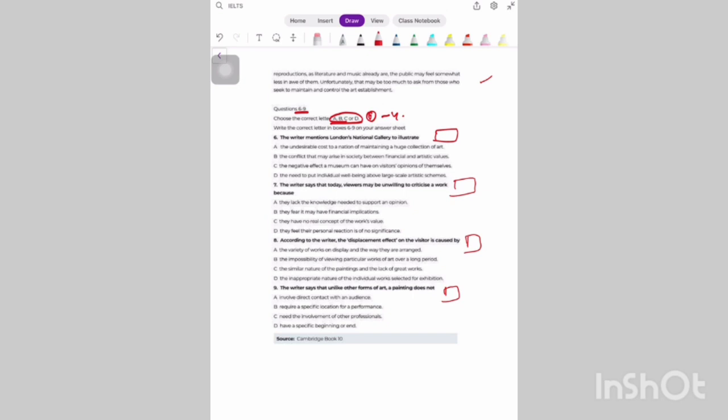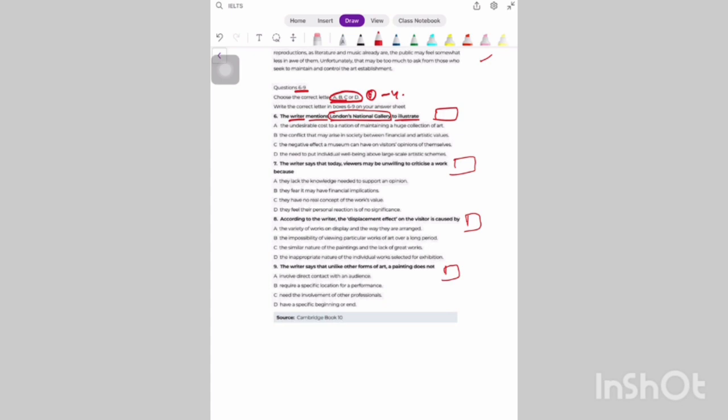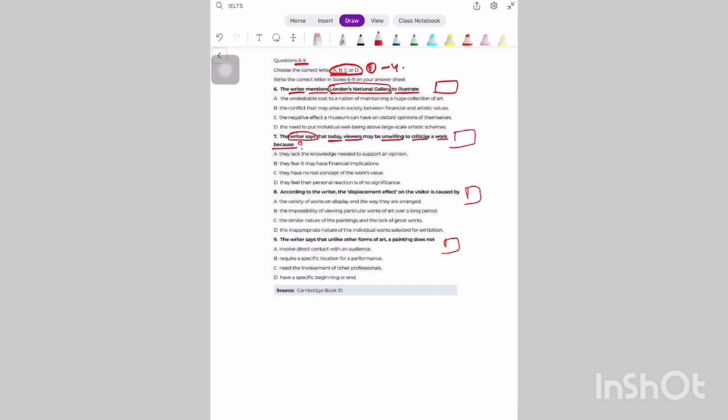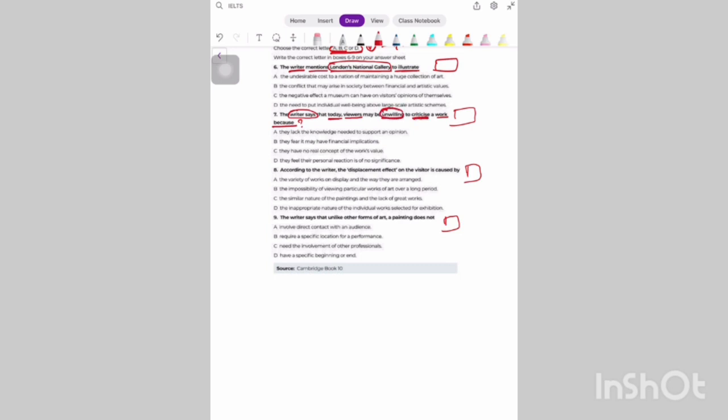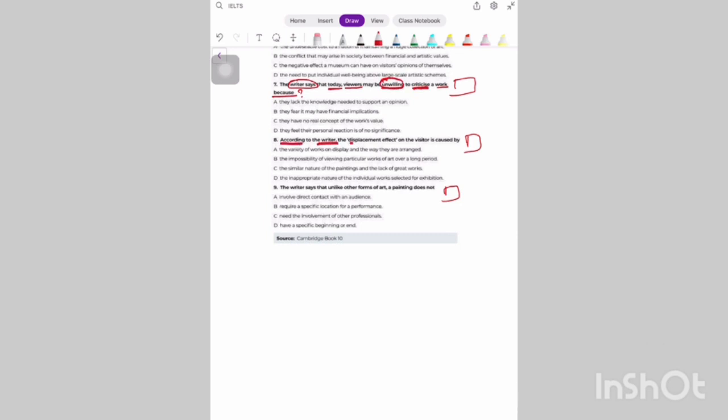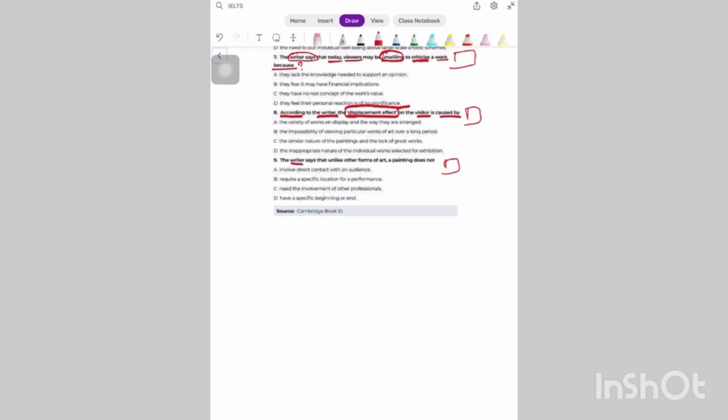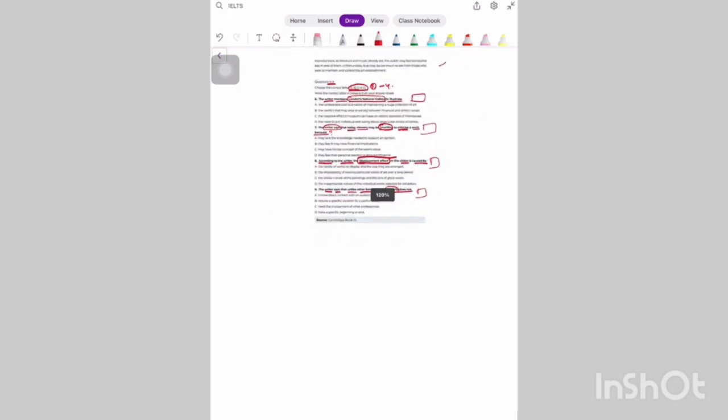The writer mentions London's National Gallery to illustrate what? So we have our keyword here, which is the proper noun. The writer says that today, viewers may be unwilling to criticize a work. So they're asking for a reason why they're unwilling to criticize a work. According to the writer, the displacement effect on the visitor is caused by what? Again, a very easy keyword to find in the text. Question 9: the writer says that unlike other forms of art, a painting does not... So what does a painting not do in comparison to other forms of art?